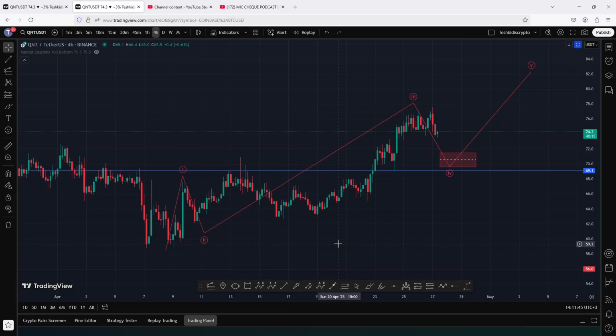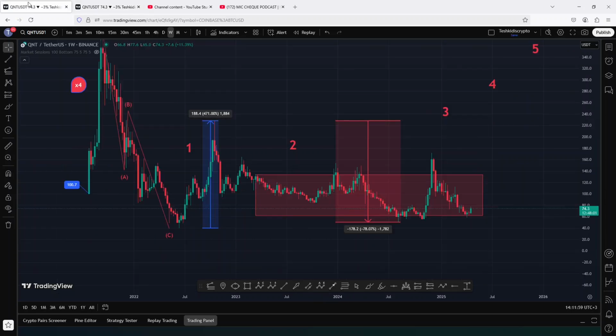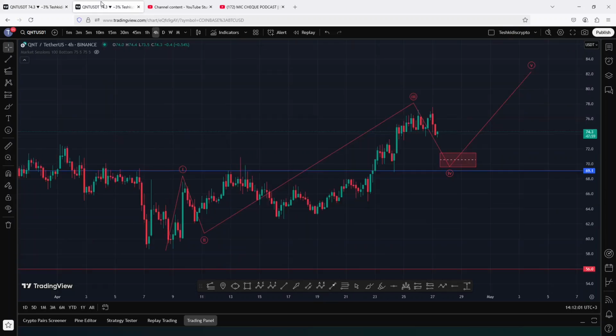On today's update video, I will be giving you reasons why I'm expecting a bit of a short-term pullback here on the QNT chart, giving you Fibonacci key areas of support that you need to pay attention to, and above all, take a look at the weekly chart, giving you my long-term perspective of the chart. So make sure that you stick around till the end of the video.